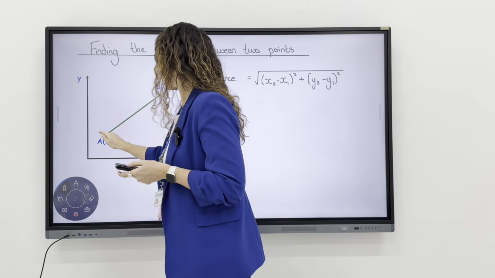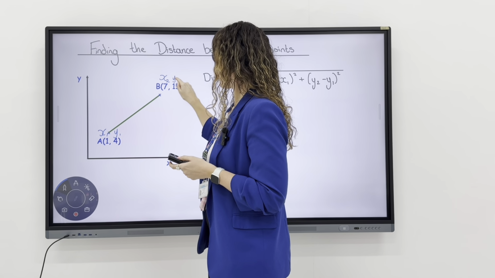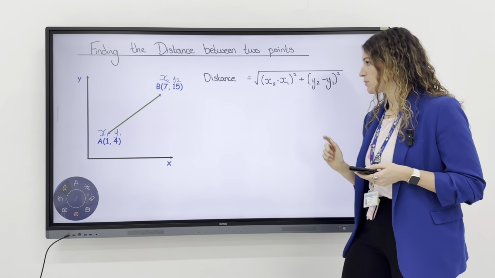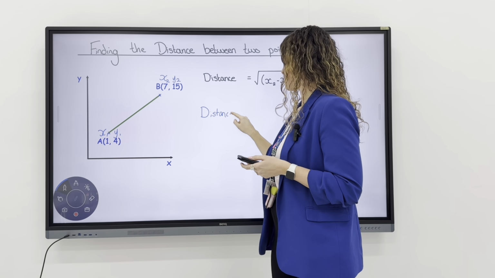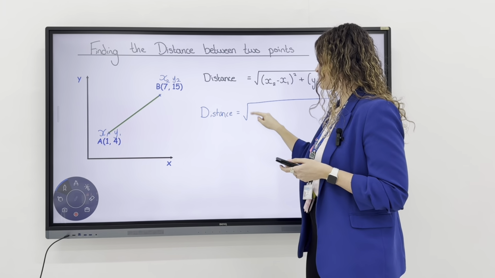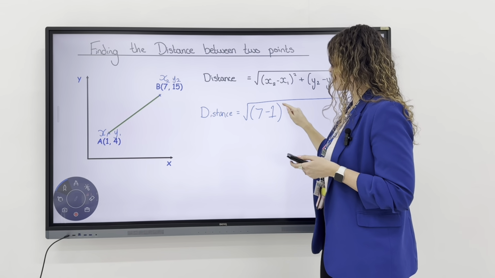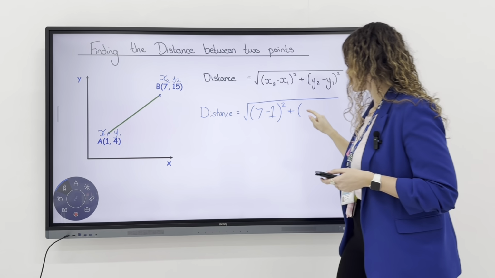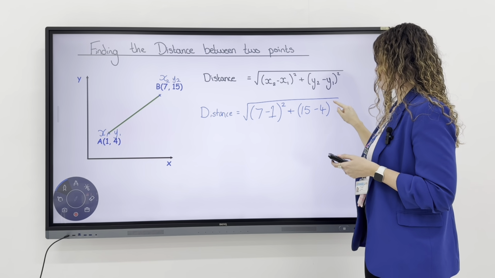So, x1, y1, x2, y2. Once you've done that, you are simply referring to your formula. So the distance for this line here is going to be equal to the square root of x2, which is 7, subtract x1, which is 1. Now that's in brackets all squared, plus y2, which is 15, subtract y1, which is 4, again all squared.